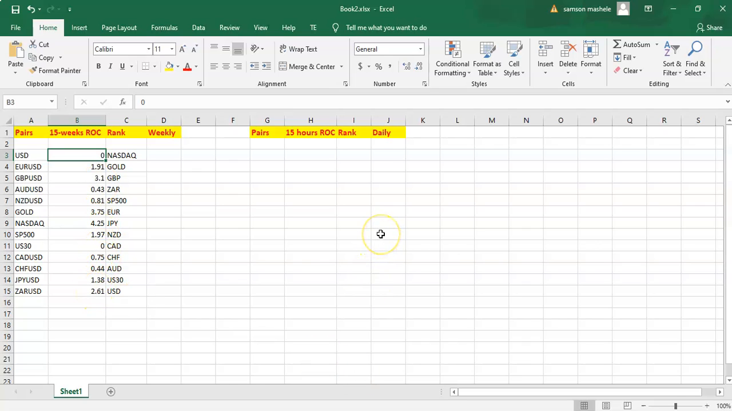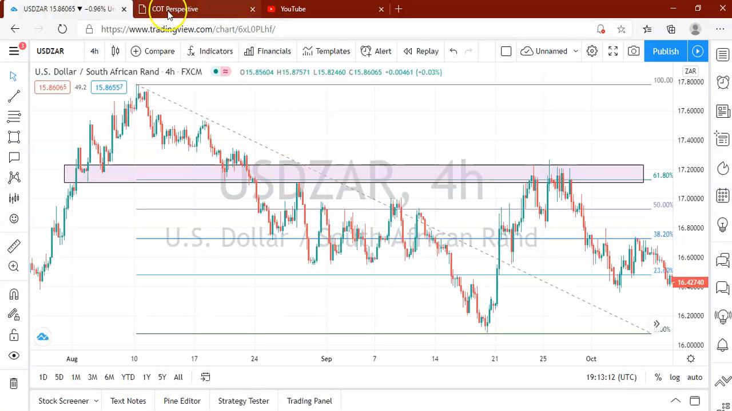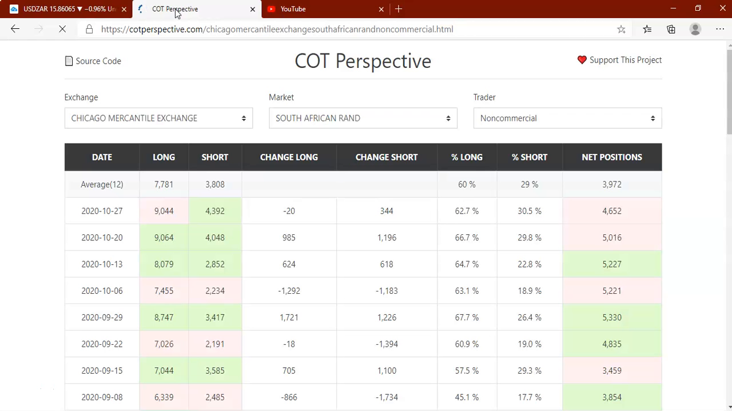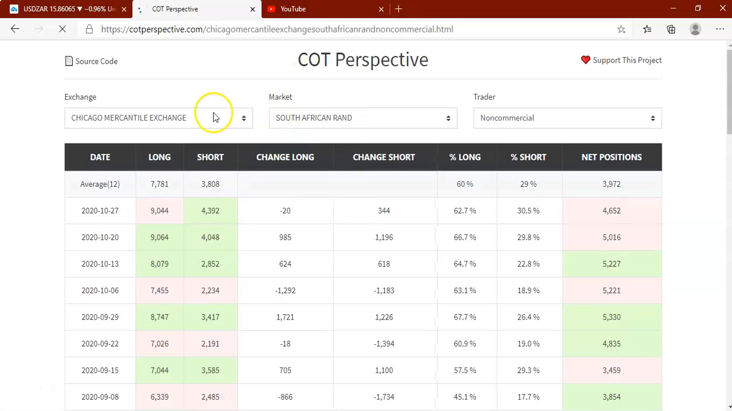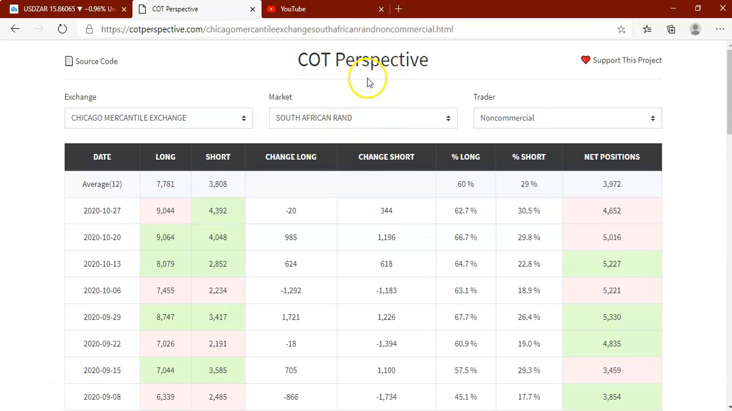So what I check again is the COT perspective, trying to understand what these institutional traders are doing. So this is what I come up with. Okay, it's still loading. Okay, it's there. So if you check, it's the COT perspective, South African rand. I'm not going to focus on the data that was released last week Friday.